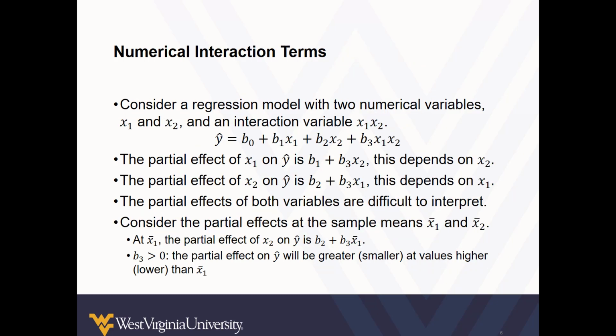And then finally, we have numerical interaction terms where both variables in the interaction term are numerical. They can be discrete or continuous. And the specific effect of x1 on the estimated value of y is b1 plus b3 times x2, dependent on the value of x2. Similar relationship applies with the relationship of x2 on the predicted value of y. And the partial effects of both variables are difficult to interpret.